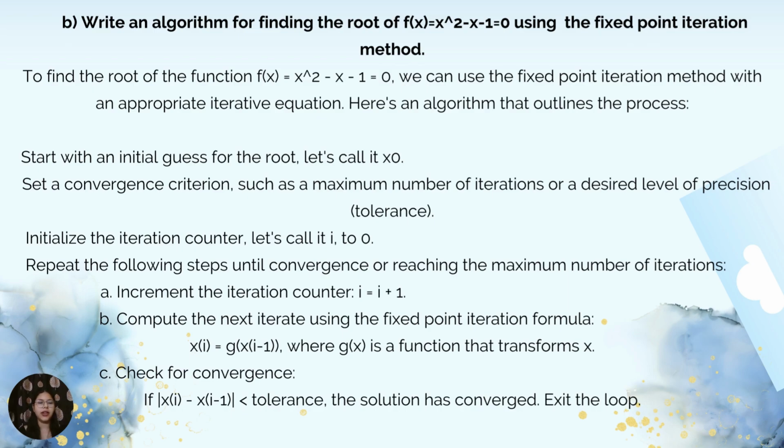A. Increment the iteration counter, i is equal to i plus 1. B. Compute the next iterate using the fixed point iteration formula, xi equal to g of x i minus 1, where g of x is a function that transforms x. C. Check for convergence. If mod xi minus xi minus 1 is less than tolerance, the solution has converged. Then exit the loop.